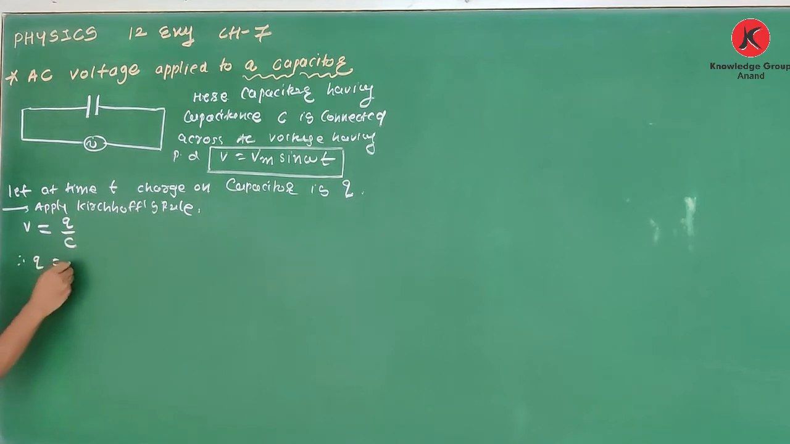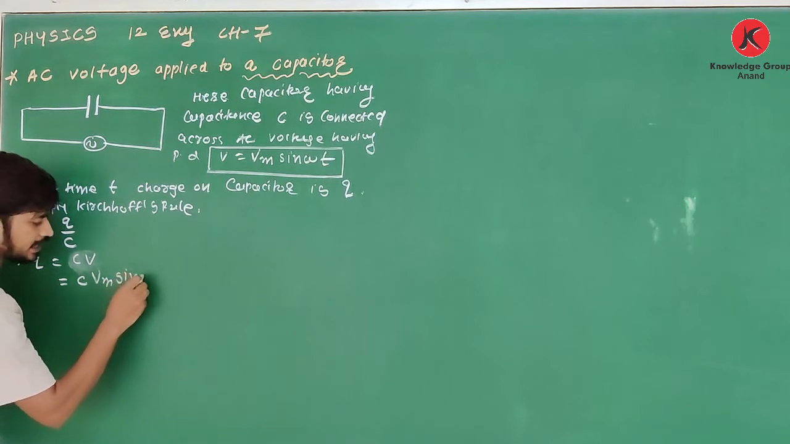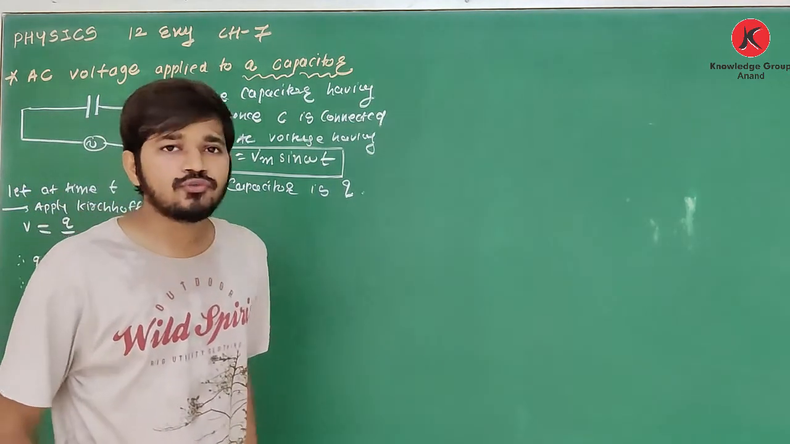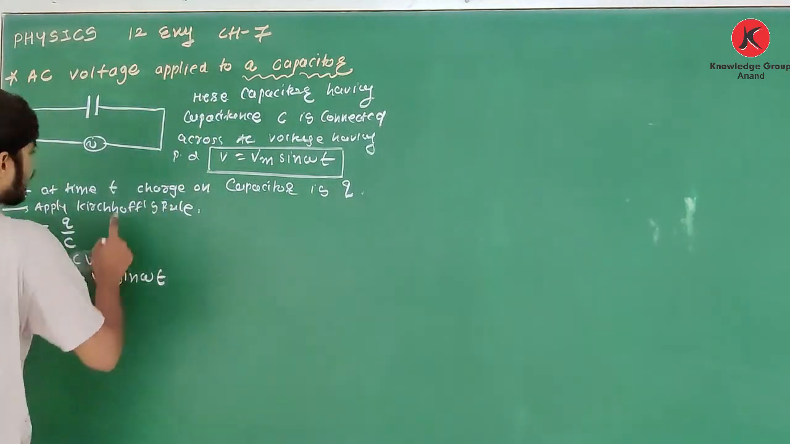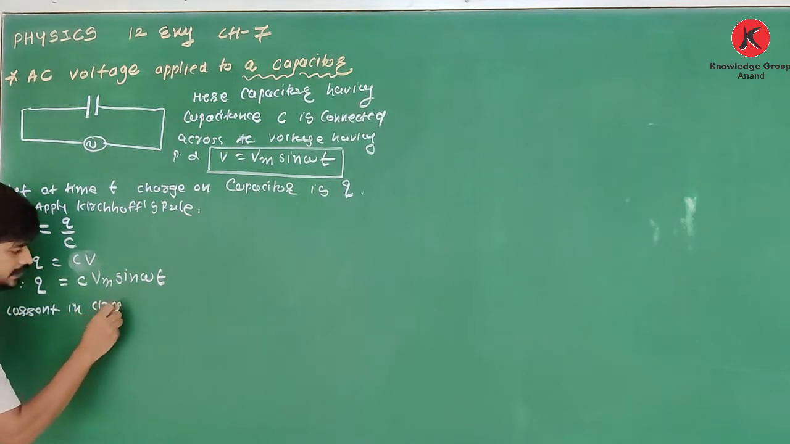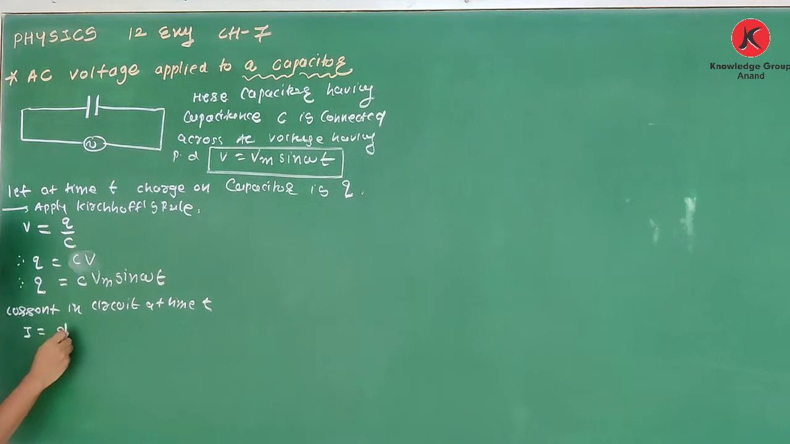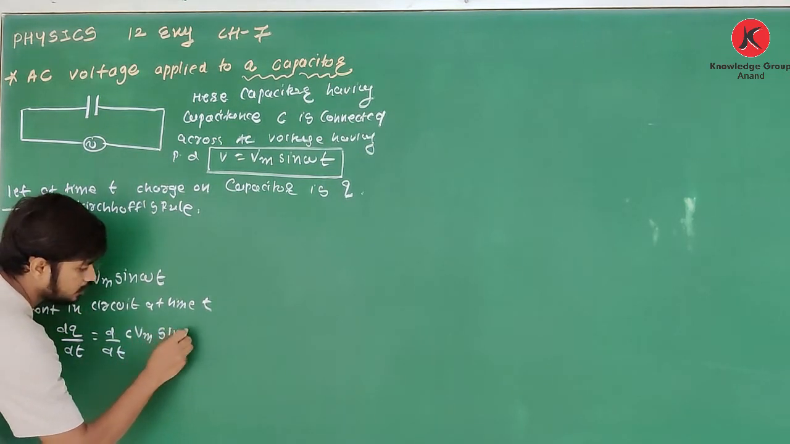So therefore Q is equal to Vc, or you can write it as CV. What is V? V is equal to Vm sine omega t. Here it is Q. Now you have to find the equation of current. So how to find the equation of current flowing at time t? Current in the circuit at time t, I is equal to dq upon dt, so it is d upon dt of C Vm sine omega t.